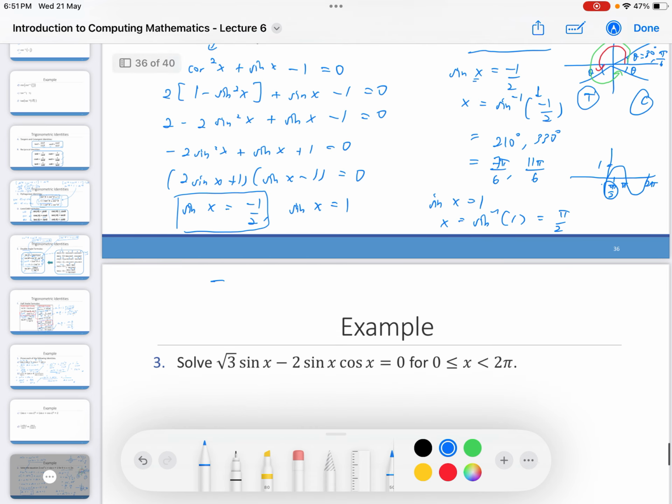So the final answer is that we have three angles for x within the range 0 to 2 pi. So the answer is 7 pi over 6, and then 11 pi over 6, and then pi over 2.